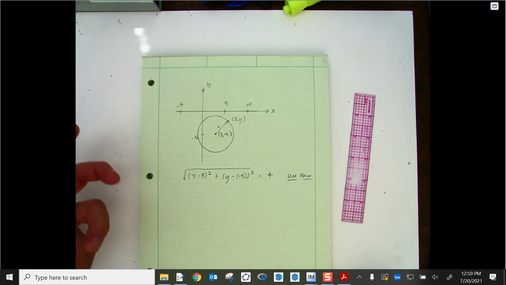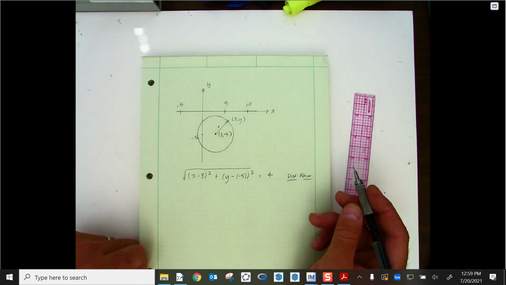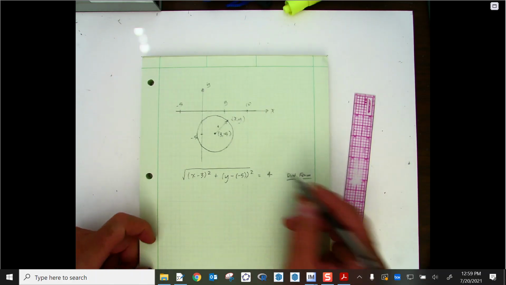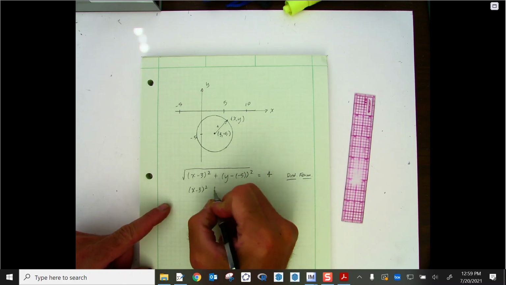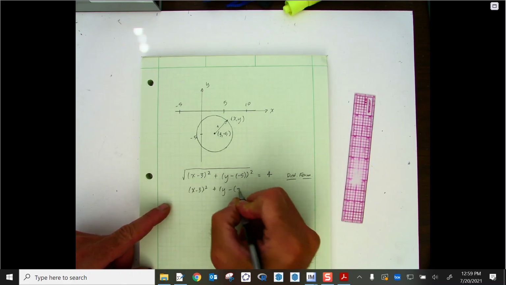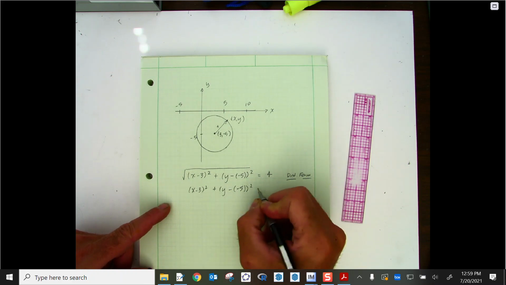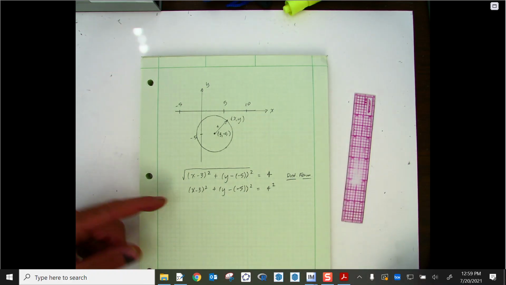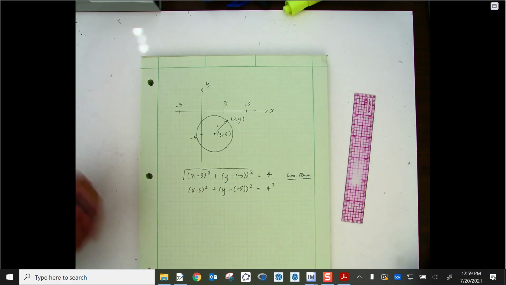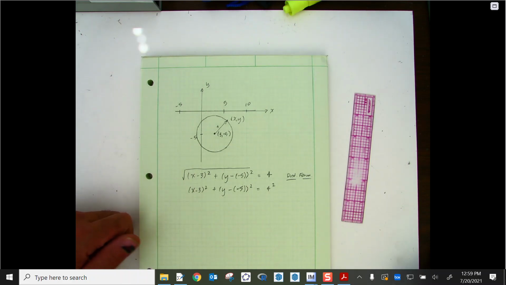But if we wanted to simplify this, the way that we usually see this in the equation of circles, we just square both sides, and we'll get (x - 3) squared plus (y - (-5)) squared equals 4 squared, or 16. But this is, I guess, the equation that is generalized.